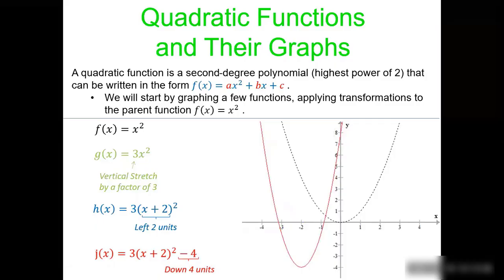So the thing we want to focus on now is that if we wanted to graph this quadratic function, with these transformations where we have a vertical stretch, a left movement, and a movement downwards, that's going to make my vertex (-2, -4). That should make sense if you think about it: if you move from (0, 0) left 2 units and down 4 units, that should take me to the point (-2, -4).